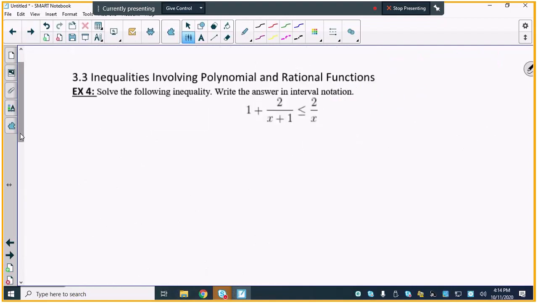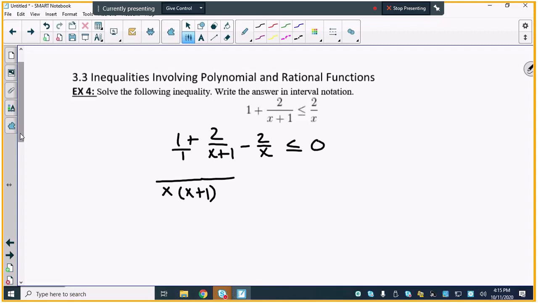Now this inequality that we have, not all the time are on the same side. So what I will do, I will first subtract 2 over x from both sides. So I will write it as 1 plus 2 over x plus 1 minus 2 over x less equal to 0. Then simplify the left hand side. So clearly the common denominator is going to be x times x plus 1. The first term you write as 1 over 1. So you need to multiply x times x plus 1 on both top and bottom.